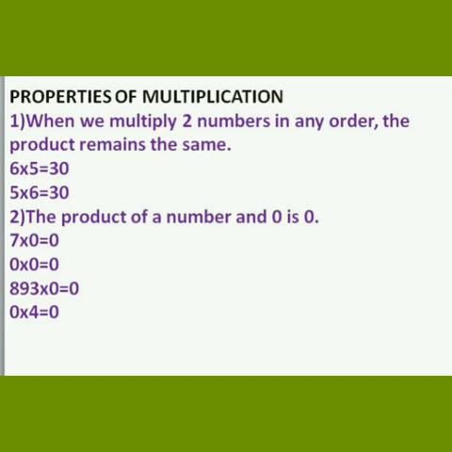Next, the product of a number and 0 is 0. 7 zeros are 0. 0 zeros are 0. 893 into 0 is 0. 0 fours are 0. So the product of a number and 0 is 0.